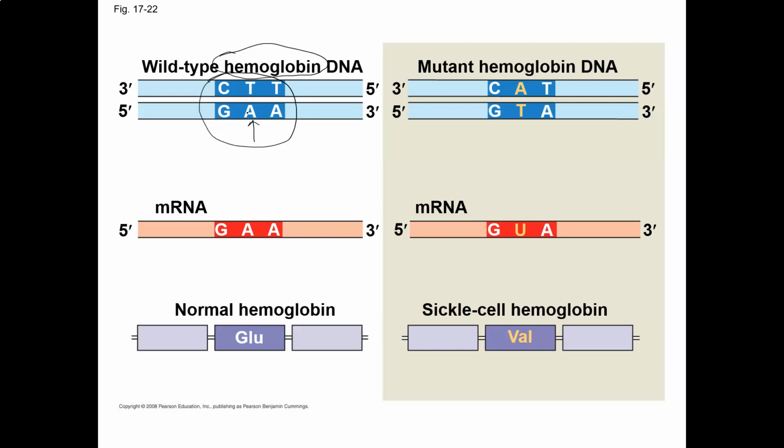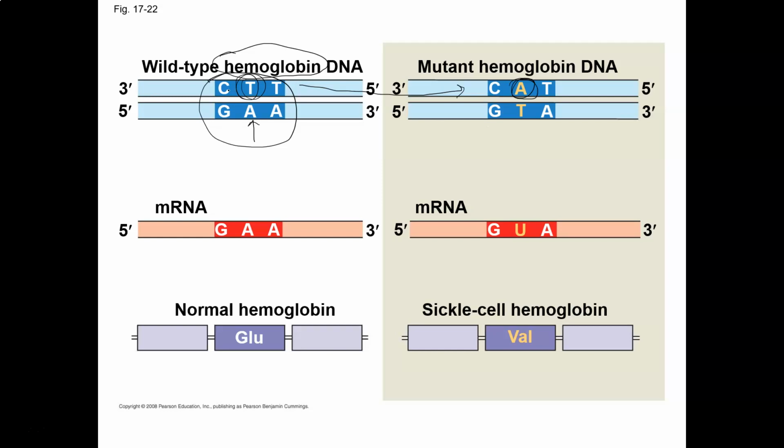In the normal, wild type means normal, in the normal hemoglobin, let's look at the 3' strand. The sequence of nucleotides is CTT. Now let's look at this point mutation over here. What happens if you change the middle one from a thymine to an adenine? So instead of CTT, it's CAT. Well, let's see what effect that has.